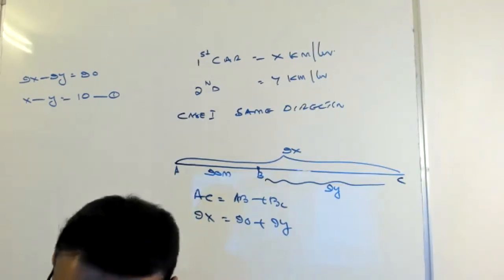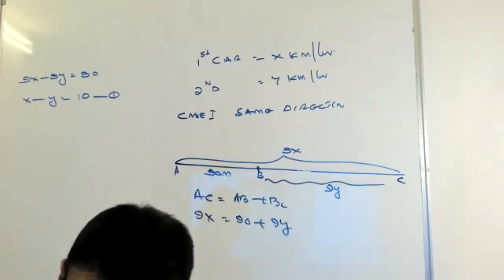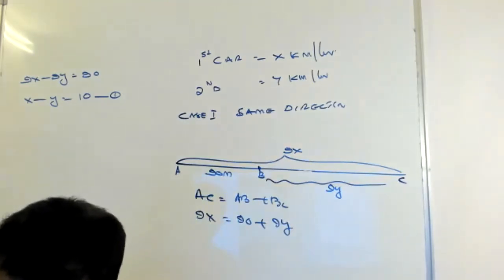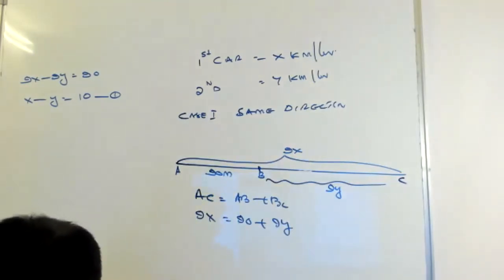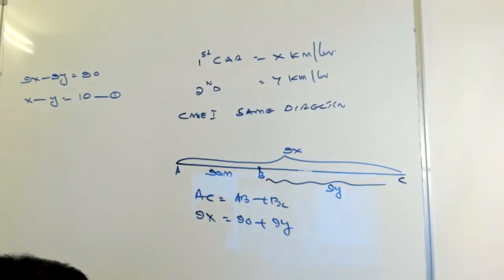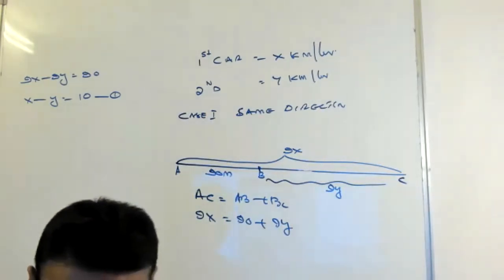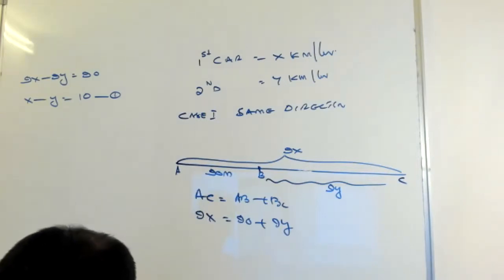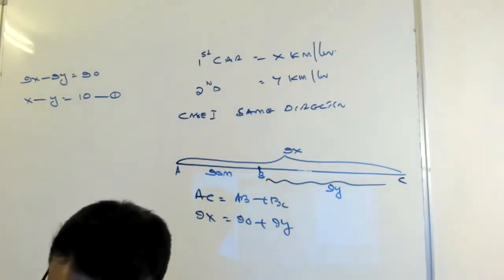Let the speed of the first car be x kilometer per hour. And speed of the second car y kilometer per hour.